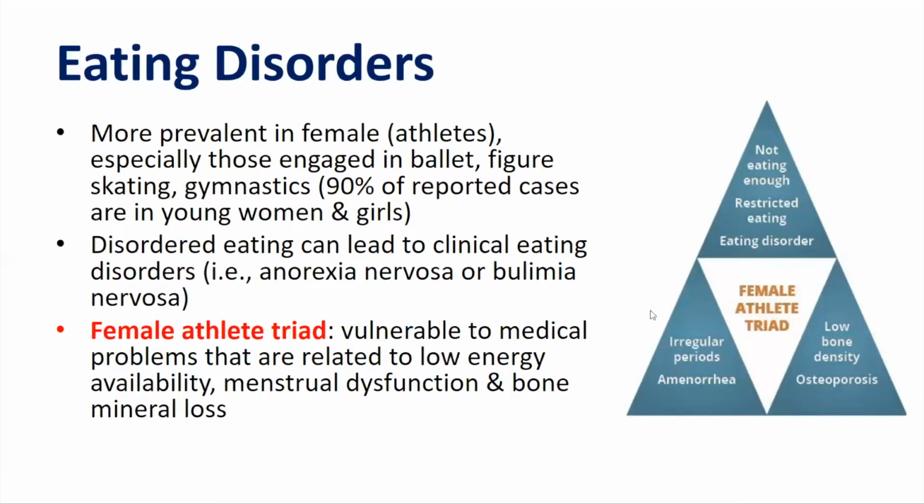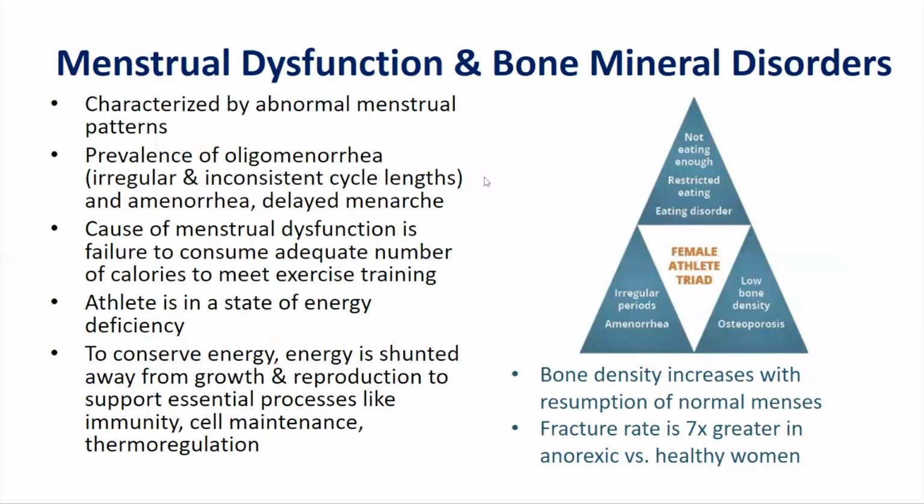So athletes with the female athlete triad are going to be very vulnerable to medical problems related to low energy availability, and also electrolyte imbalances. Since we know that sodium, potassium, and calcium are very important in our cardiac function, this is also going to be related to dysfunction of the cardiovascular system.